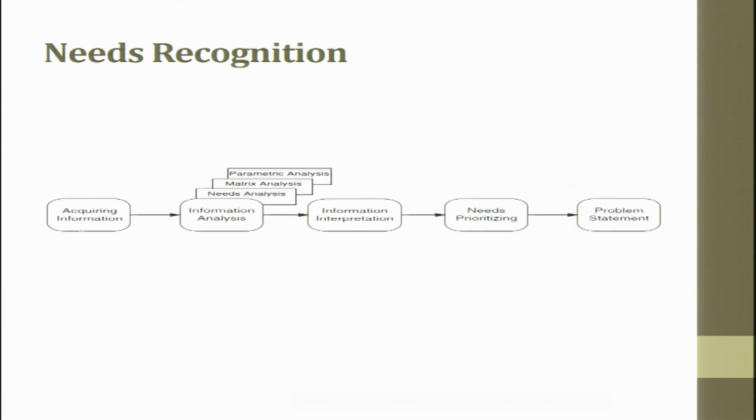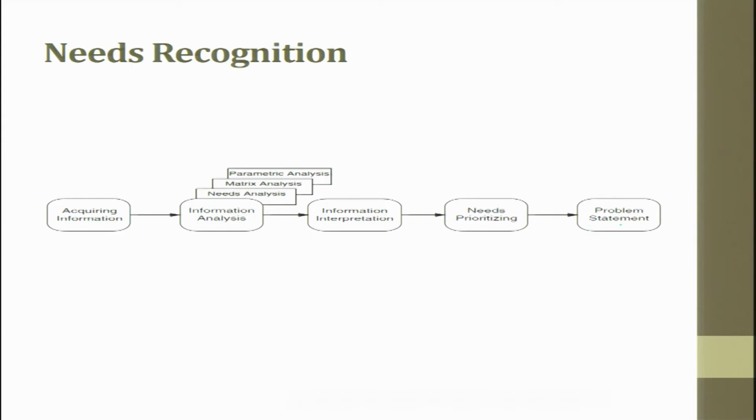So, you can see acquiring information, information analysis, need analysis, metric analysis, parametric analysis. We do all these things in the information analysis. Then based on the information we have got, we do information interpretation, then we try to do a prioritization, then we try to write the problem statement. All these things are there.